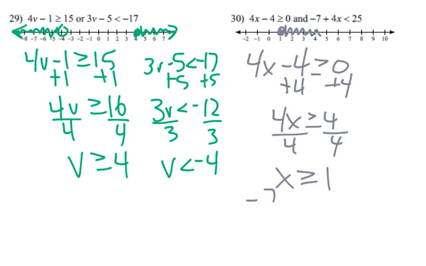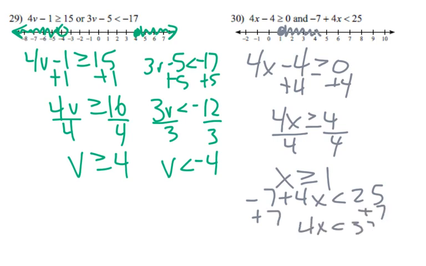Then we get negative 7 plus 4x is less than 25. Add 7 to both sides. We have 4x is less than 32. Divide by 4, and x is less than 8. So hollow circle at 8, shading to the left, so we're shading in between.